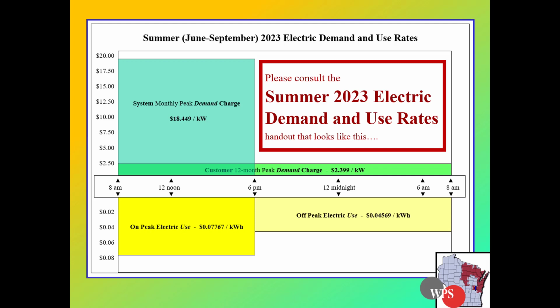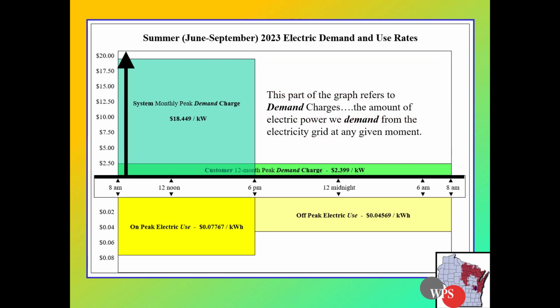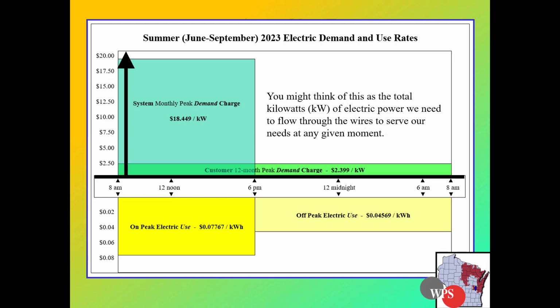Please consult the Summer 2023 Electric Demand and Use Rates handout that looks like this. This part of the graph refers to demand charges, the amount of electric power we demand from the electricity grid at any given moment. You might think of this as the total kilowatts, kW, of electric power we need to flow through the wires to serve our needs at any given moment.